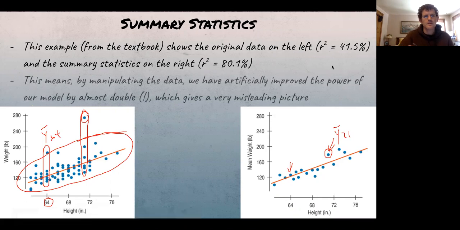So this is a form of manipulating data to artificially improve the power of our model by almost double, and it gives a very misleading picture. So generally speaking, we do not want to use summary statistics.